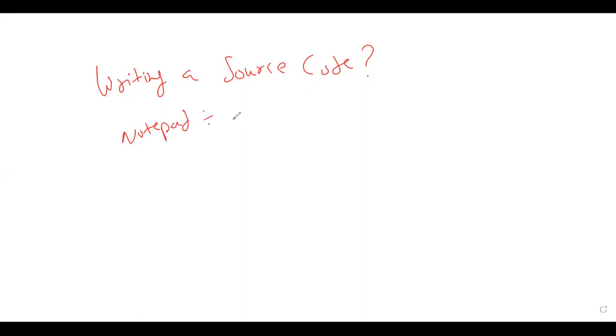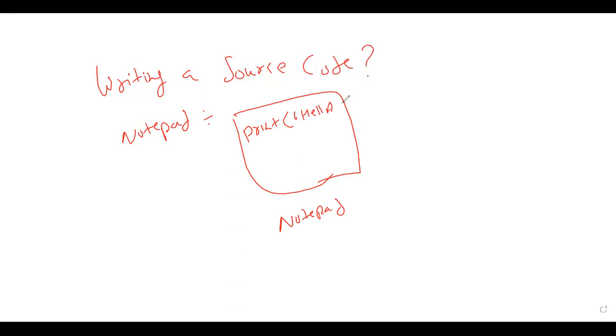And suppose I have opened a notepad. This is a notepad I have opened, for example, and I wrote in Python: print hello all. Okay. So now I need to save this one. This is a source code. I need to save it. Let's say I have given the name example.py. So py is the extension.